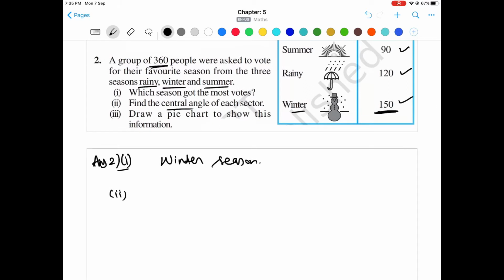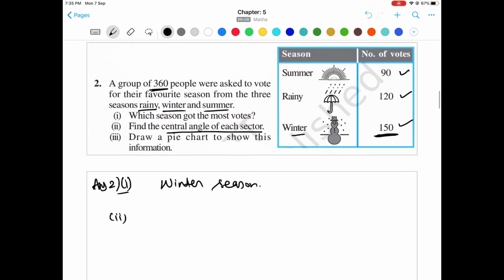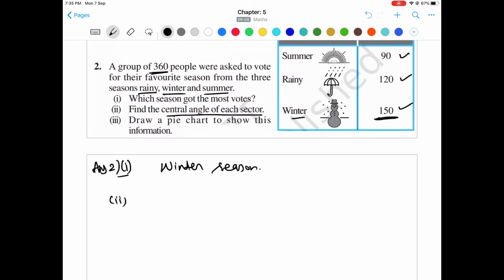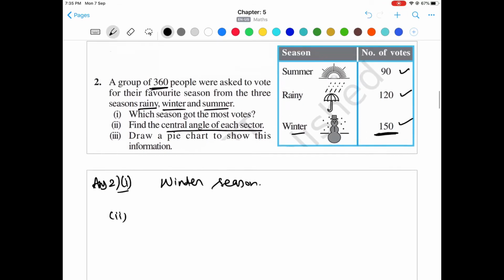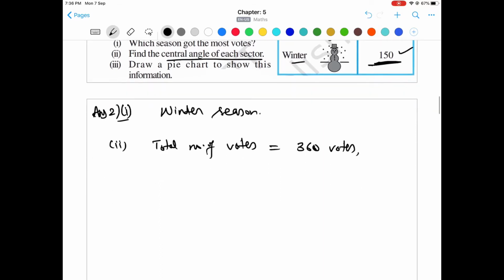We are to find the central angle for each sector. Like I said previously, we'll use the same method to find the central angle. For that, first we need to total these numbers. So 150 plus 120 will be 270, and 270 plus 90 will be 360. So we'll write the total number of votes equals 360 votes.